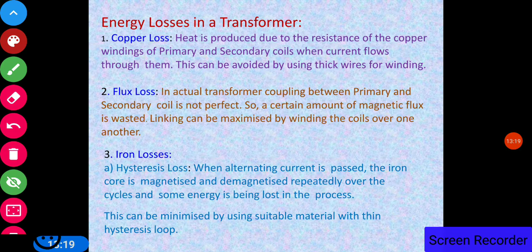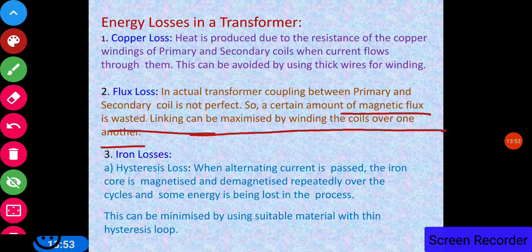The second is the flux loss. That is, the coupling between the primary and the secondary is not perfect. Whatever flux is linked with the primary coil must be linked with the secondary coil in an ideal transformer, but due to practical situations, it is not possible. So a certain amount of magnetic flux is wasted, and this can be minimized by winding the coils over one another.